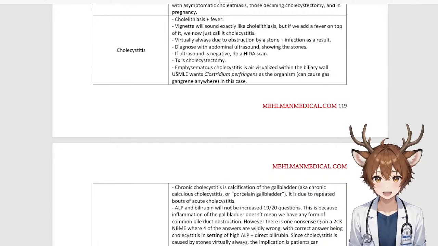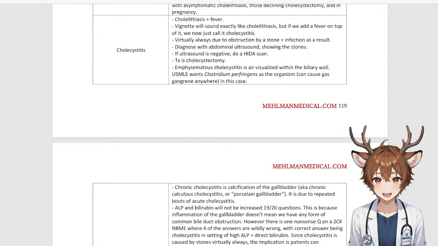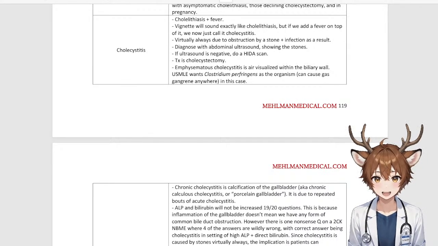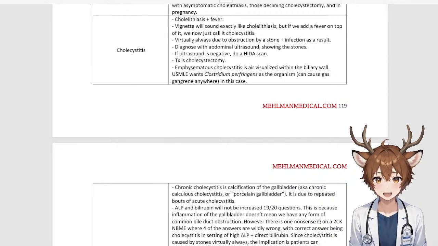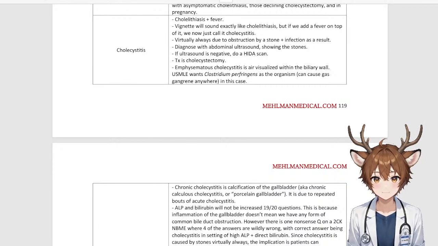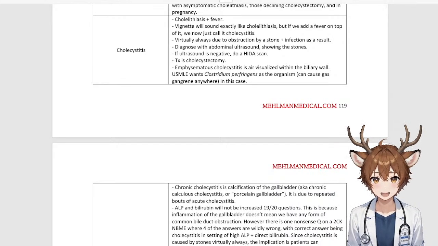Diagnosed with abdominal ultrasound showing the stones. If the ultrasound is negative, do a HIDA scan. Treatment would be cholecystectomy. Emphysematous cholecystitis is air visualized within the biliary wall. USMLE wants Clostridium perfringens as the organism, which can cause gas gangrene anywhere, in this case the gallbladder.